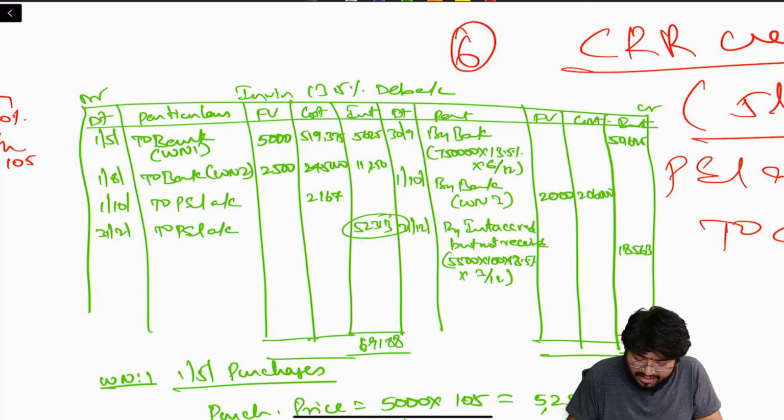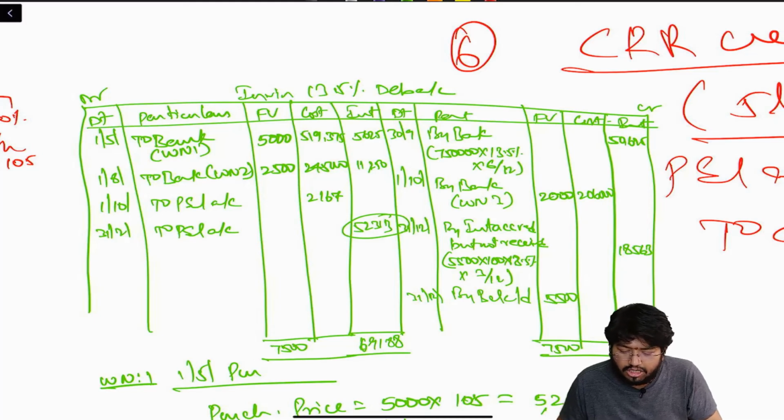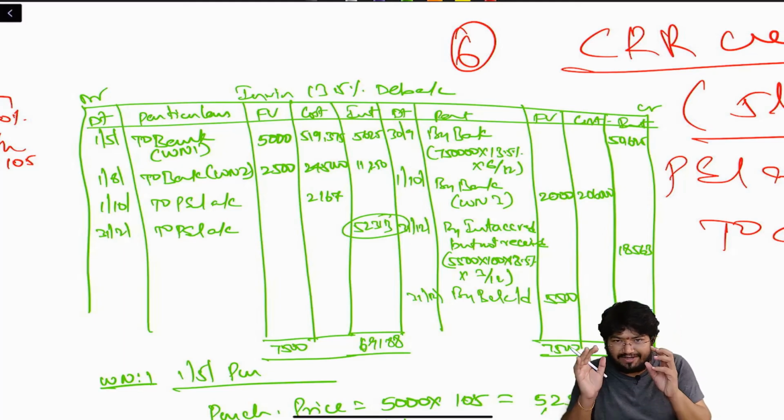Now, face value, if you see, you have a total of 7,500 on the debit side. On 31st December, by balance carried down, it is going to be 5,500. Next, cost column, if you see, it's going to be total of all of this minus 2,06,000. You first tell me what is the value.